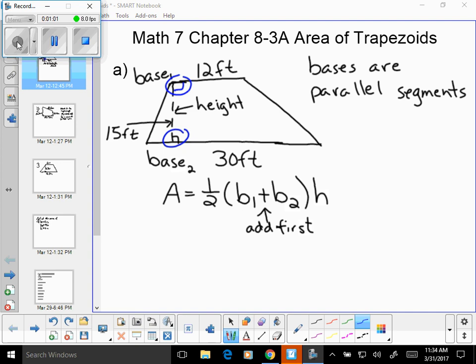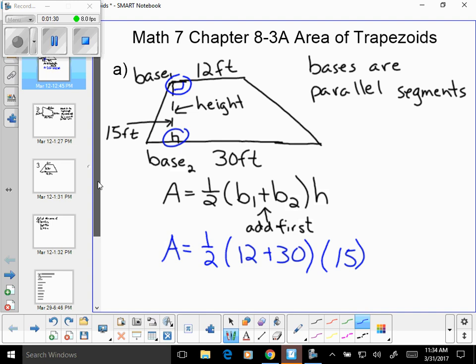In this instance, I am going to substitute. I have my 1/2. B sub 1 here is going to be 12. Generally, we take the top base as B sub 1. Don't have to. Sometimes, too, the diagram will be tipped on its side, and we'll have a left and a right one. Then the left one is usually B sub 1. So we're going to also have to put in 30 for the B sub 2. And then our height here is 15.